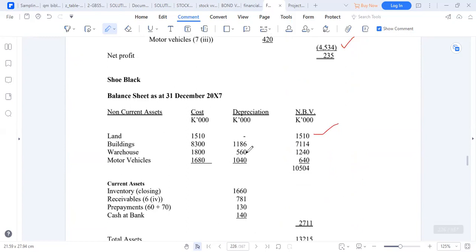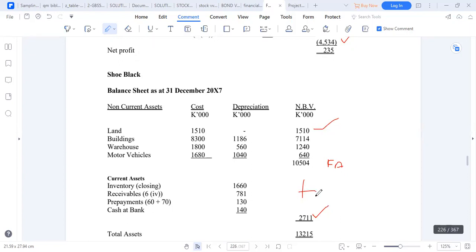So this is where all these figures are coming from. Warehousing and motor vehicle, all these are accumulated depreciations. When we subtract them from their cost, then you sum up, these are the fixed assets. Then we go to our current assets. Cash at bank, 140. The prepayments we had, 130. The debtors adjusted figure, 781. And the closing inventory, which is 16660. This is our total current asset.